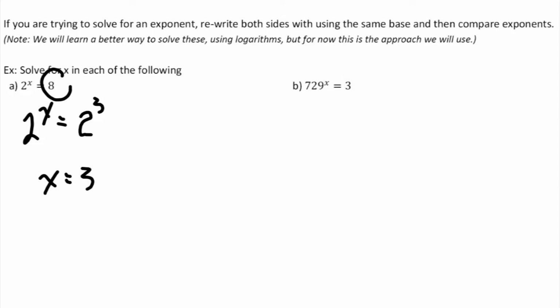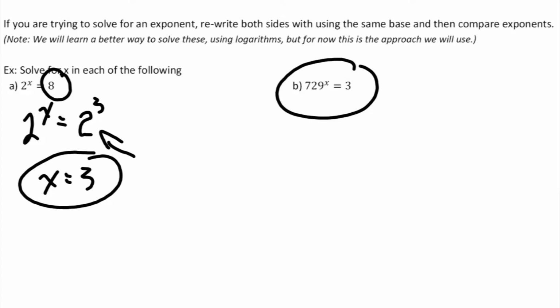So what we did is we looked at the 8 and we asked what number cubed makes 8. And we know that 2 cubed makes 8, so we could come to the conclusion then that x is equal to 3. In the case of 729 to the exponent x is equal to 3, it's not quite as obvious what the solution is going to be, but we're going to follow a similar approach.